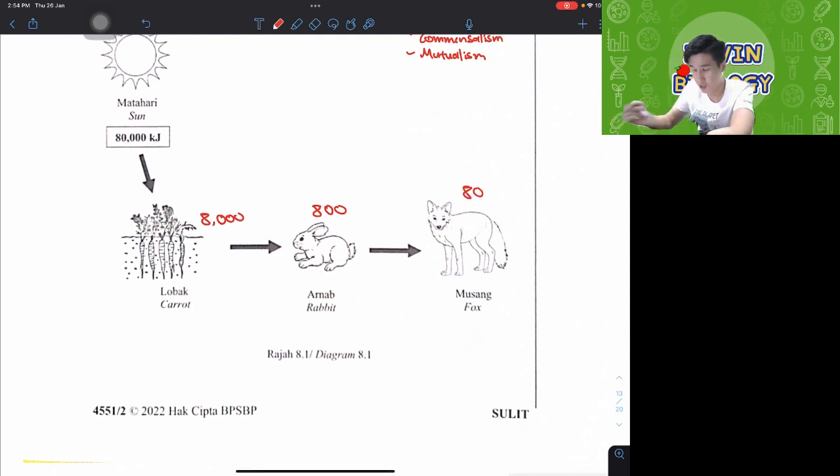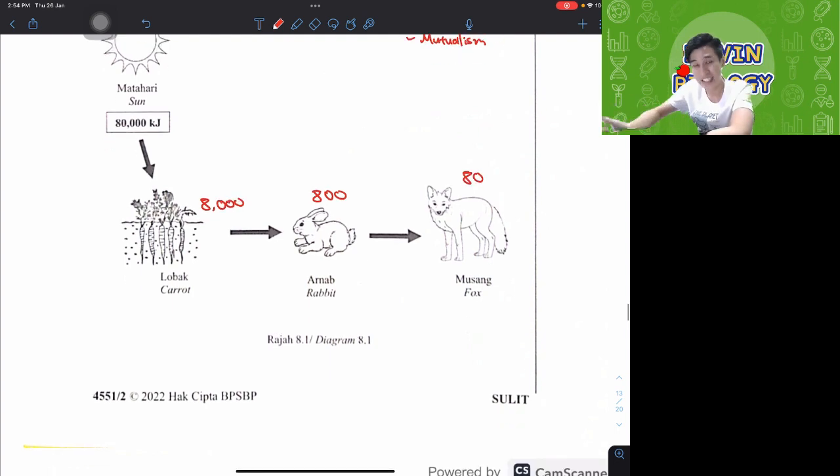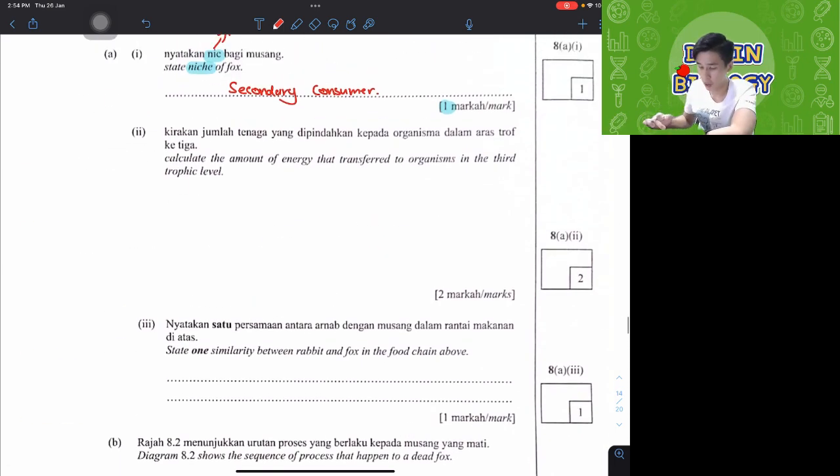And fox will only get 80. Okay, so how do we calculate this? It is 80,000 times 10%, which means times 0.1. So you need to times it three times, to the power of 3: times 10% times 10% times 10%. So you get 80 kilojoules. That would be the answer.